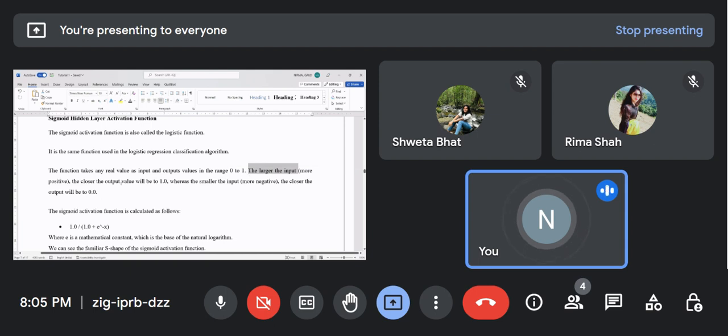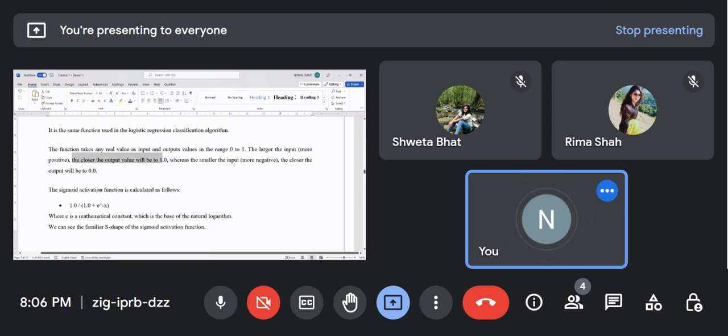The larger the input, or the more positive, the closer the output value will be to 1. As much as the value of your input is large, the output is very close to 1, and the smaller your input, that is, the more negative, the closer the output will be to 0. That means it's clearly showing that you are going to perform some classification.